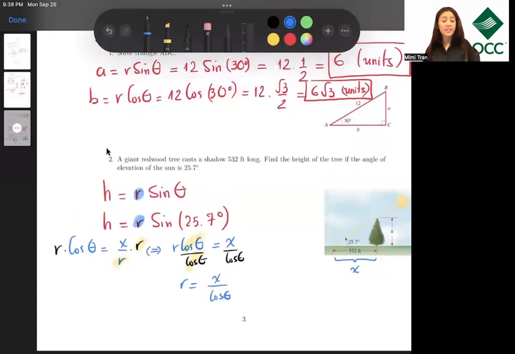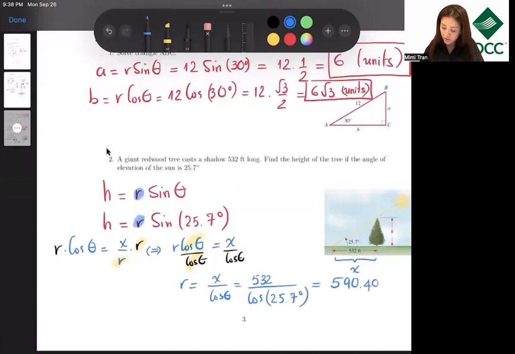And now we know what x is, and we know what theta is. Plug it in, we can find r. Once we have r, we can find h. So x is 532 feet. The theta here is 25.7 degrees. If you plug it in, you should have the answer of 590.4046 feet. Well, that's your r.